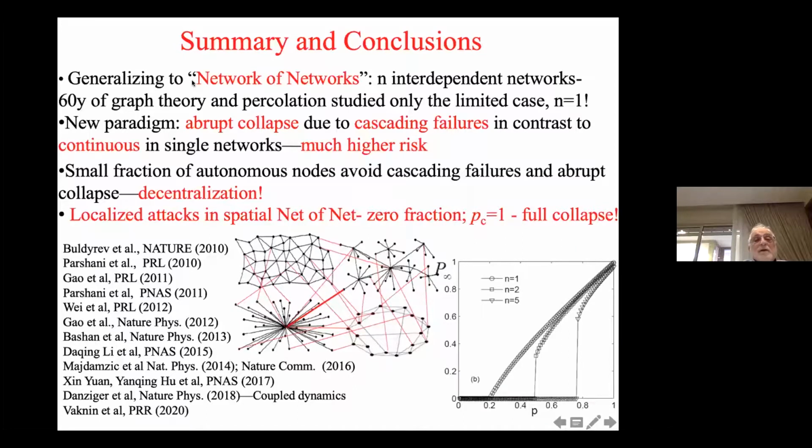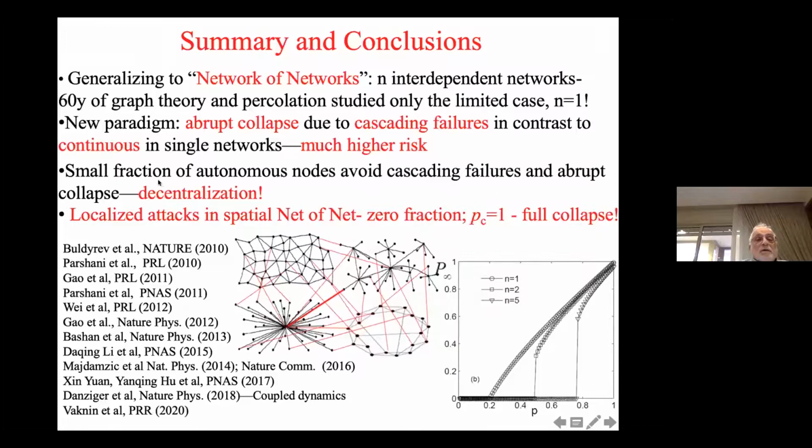We can generalize percolation theory. Instead of the single network that we studied in graph theory and mathematics, and in percolation theory in physics, which is only the limited case of n equal 1. It means you take one network. But when you take many networks, instead of a continuous transition, you can have an abrupt transition. And this abrupt transition tells you a lot about the cascading failures in this system. A new paradigm: we have abrupt collapse due to cascading failure, in contrast to continuous transition in single networks.